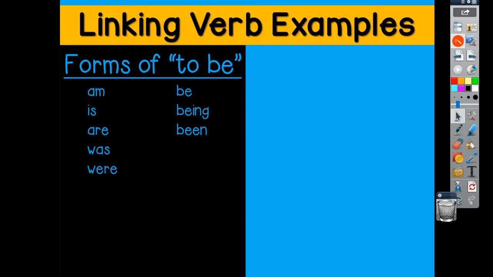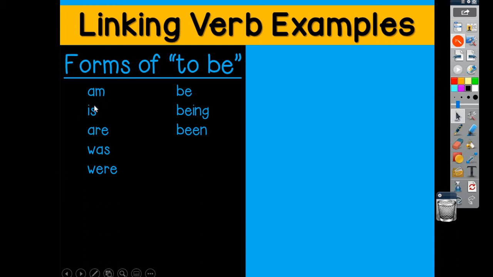These are some of the ones that you might see that are linking verbs. The words am, is, are, was, were, be, being, and been. Those are definitely ones that you're going to see. And if you'll notice, none of these are things that you could get up and do. You can't get up and are.